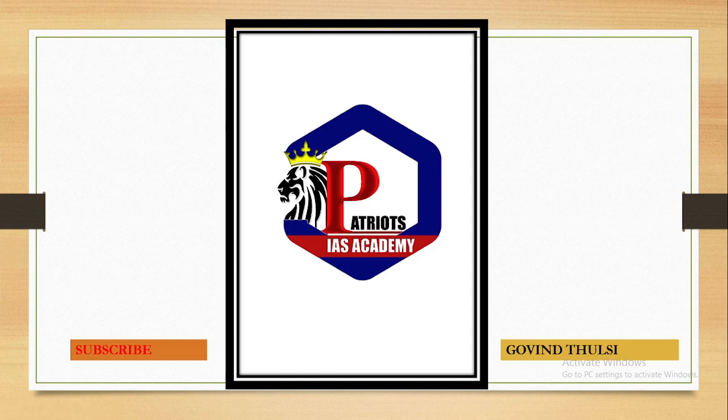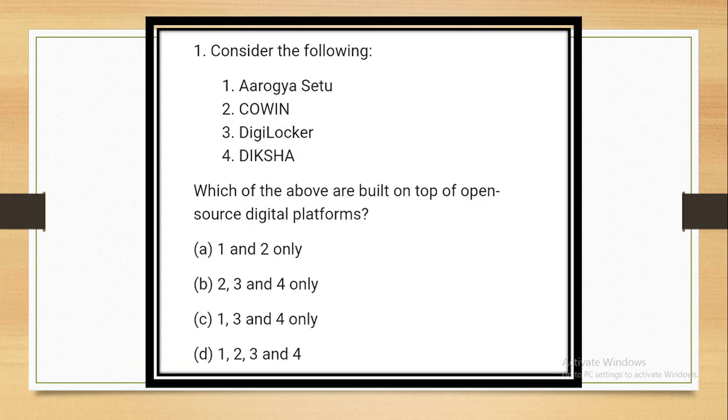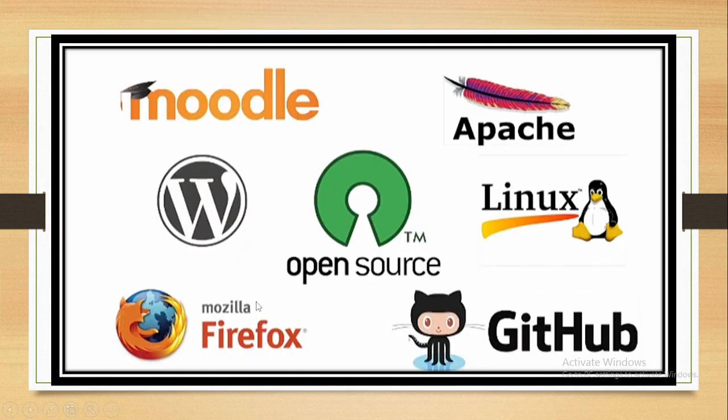2022 Prelims Science and Technology questions and answers are going to be discussed. First question is this. Consider the following: Arogya Setu, Cowin, DigiLocker, Diksha. Which of the above are built on top of open source digital platforms? The answer of this question is option D. All the statements are correct.